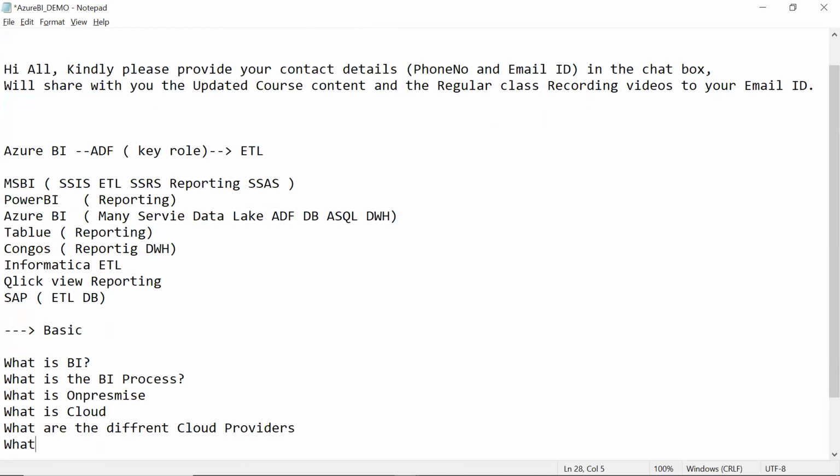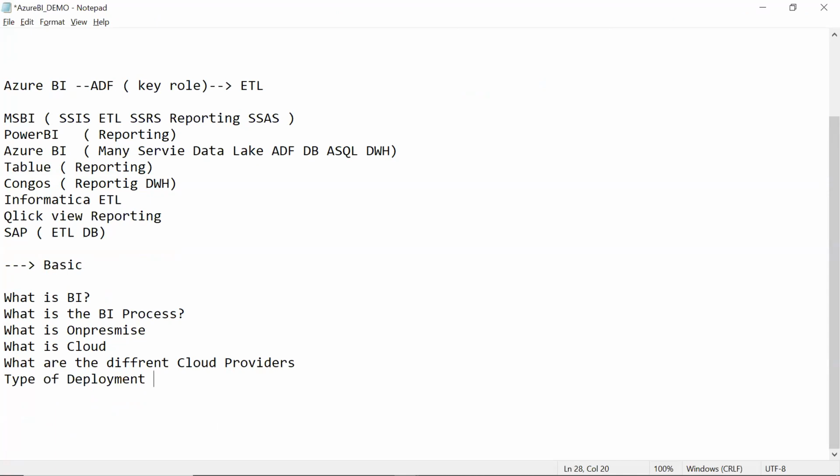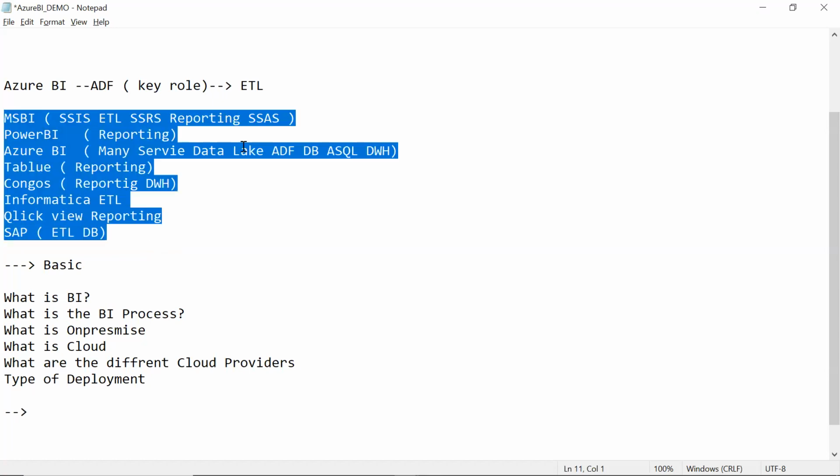Okay, what are the different types of deployments? Then go with the other questions. First, understand the BI process. I'll tell you the process first. If you understand, then jump to whatever tool you like.